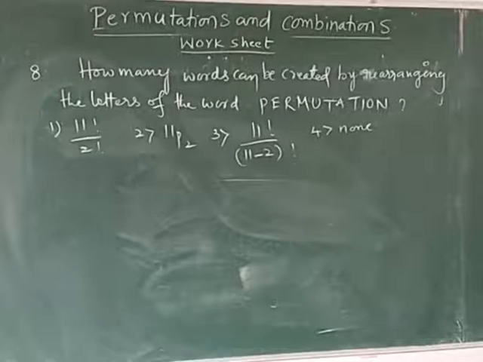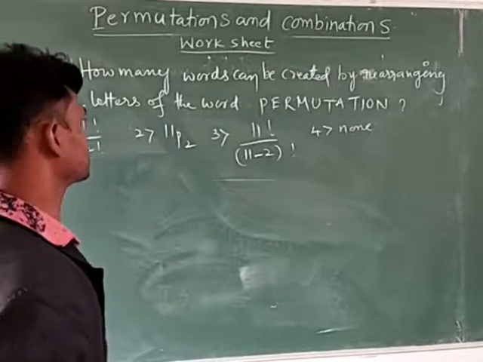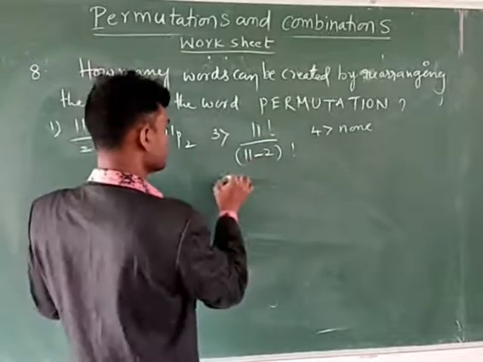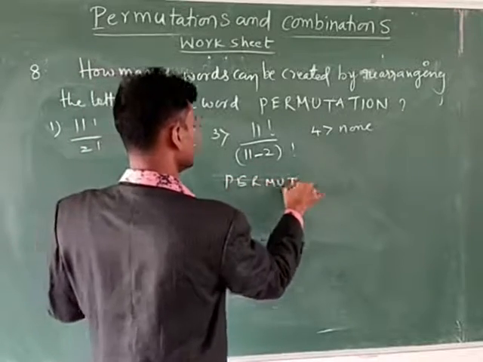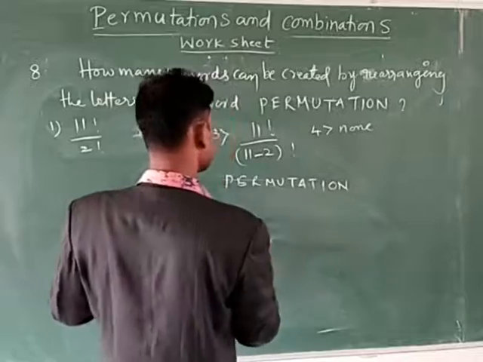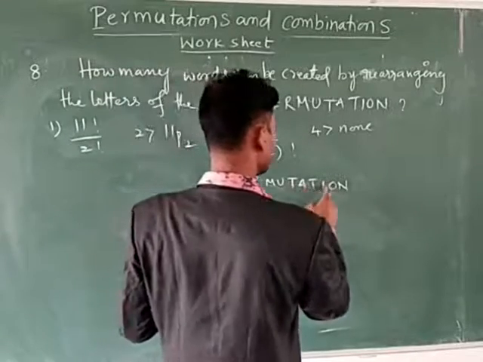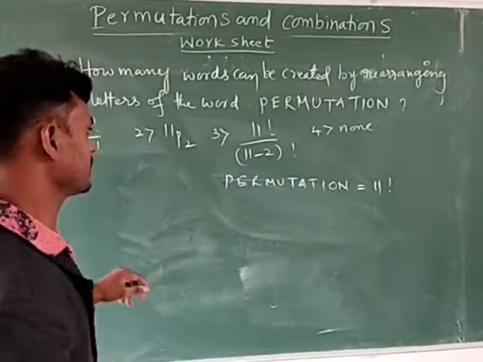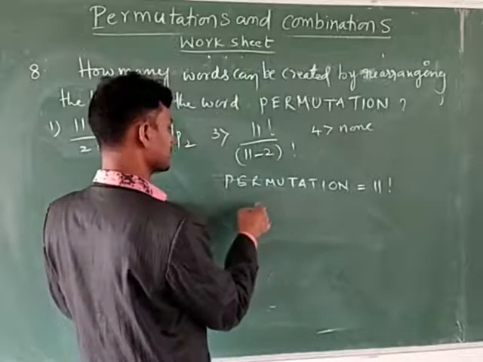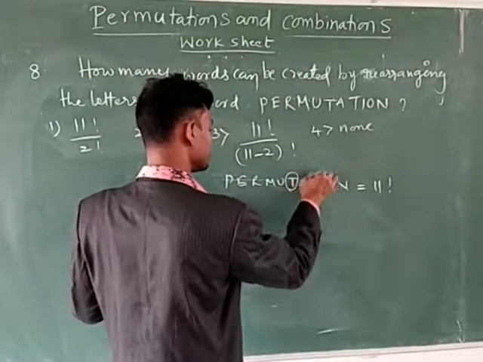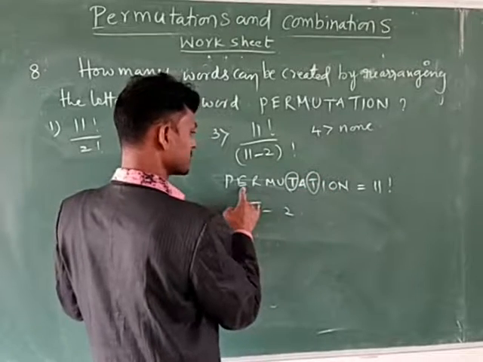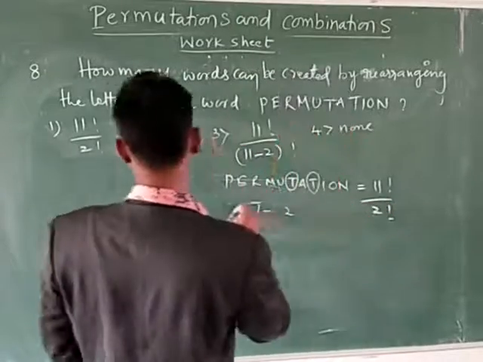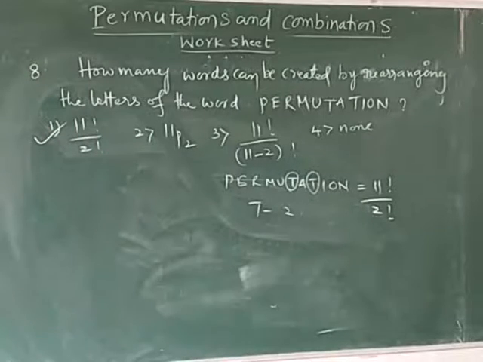Okay, next 8th question. How many words can be created by rearranging the letters of the word PERMUTATIONS? This one is also the same type of problem. PERMUTATIONS, letters 1 2 3 4 5 6 7 8 9 10 11. Total 11 letters, so 11 factorial. And here you have to check how many repeated letters there are. T is there, T appears 2 times. Nothing else is repeated. Then 11 factorial by 2 factorial. This is the answer, 11 factorial by 2 factorial. First option. Note it down.